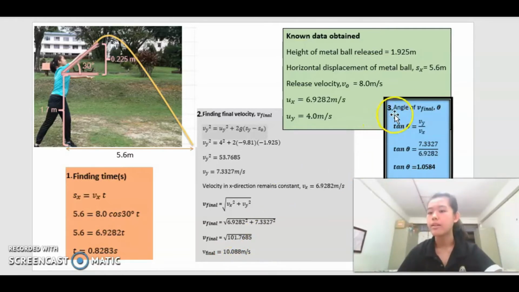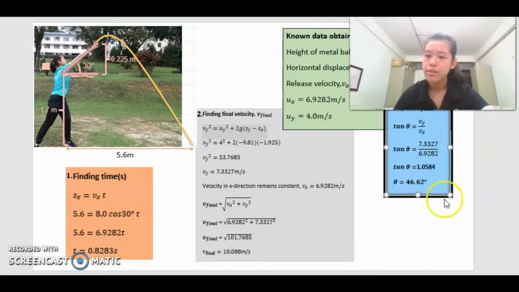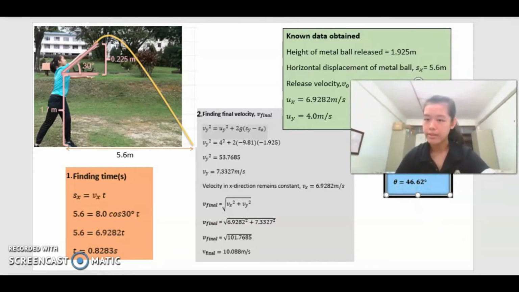Finally, we can calculate the angle of the final velocity when it drops to the ground by using tangent theta is equal to final velocity at the y component over final velocity at the x component. So by using this formula, we can deduce that the angle is equal to 46.62 degree.